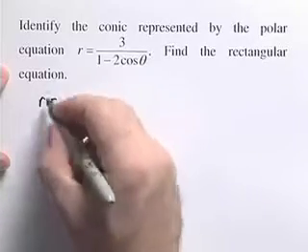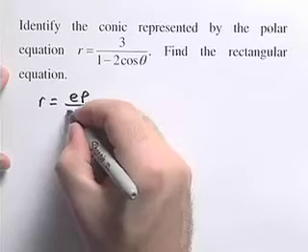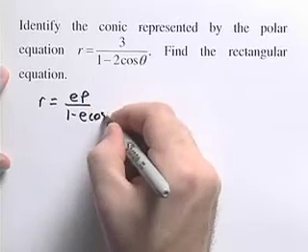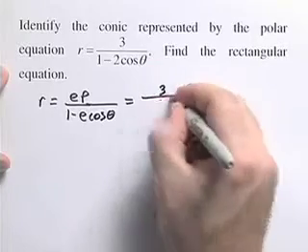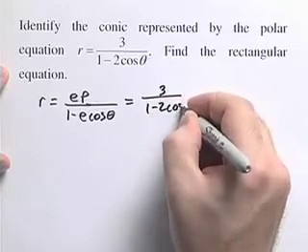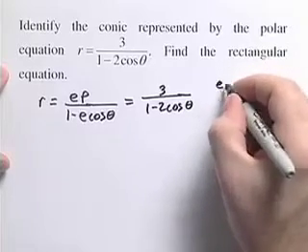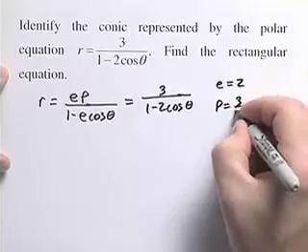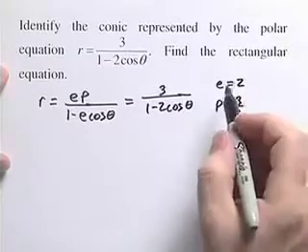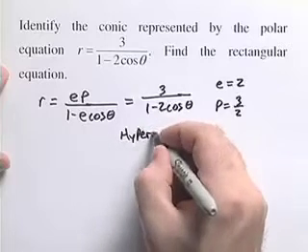If we consider the form r is equal to e times p divided by 1 minus e cosine theta, and that's equal to what we have here, 3 over 1 minus 2 cosine theta, we get that our eccentricity e is equal to 2, and we have p is equal to 3 halves. Since the eccentricity is greater than 1, this is the equation of a hyperbola.